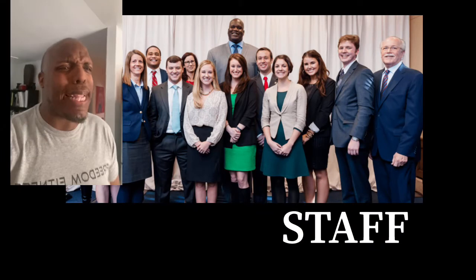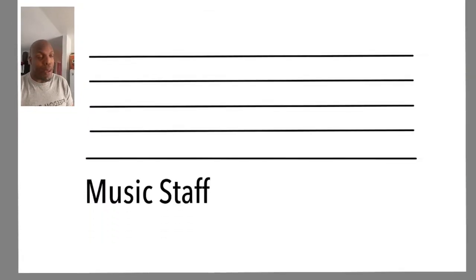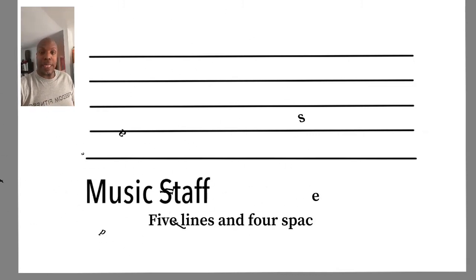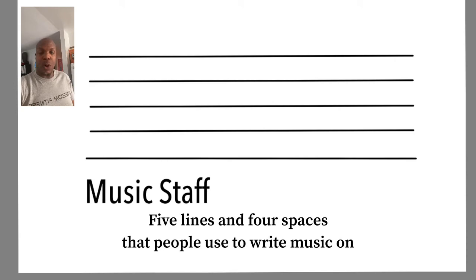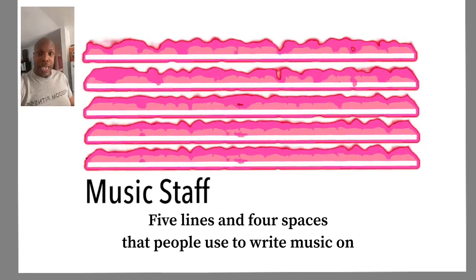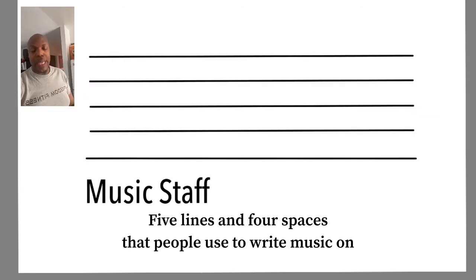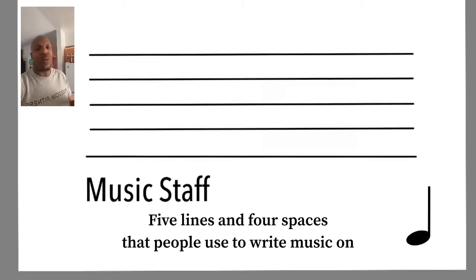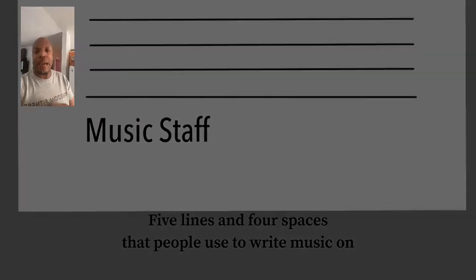Today, I would like to talk about the staff. No, not that type of staff. I ain't talking about that type of staff. I'm talking about the music staff. That's better. The music staff is five lines and four spaces that people use to write music on. So you have five lines and four spaces in between those lines that people use to put the half note, the whole note, the quarter note, the eighth note, all those types of notes. But we'll get to that pretty soon.